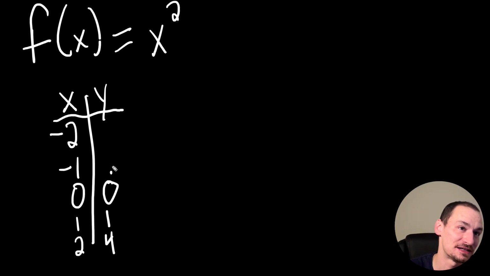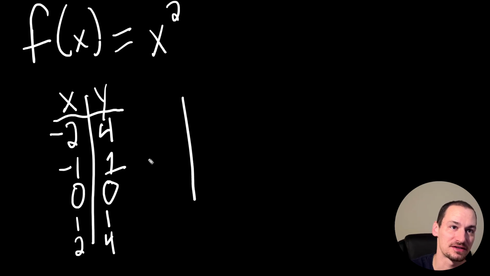-1 times -1 is +1. -2 times -2 is +4. So this is what a quadratic looks like, at least on a table. If we want to better understand this on a graph, we can sketch this out. 3, 4. So we're at 0, 0.